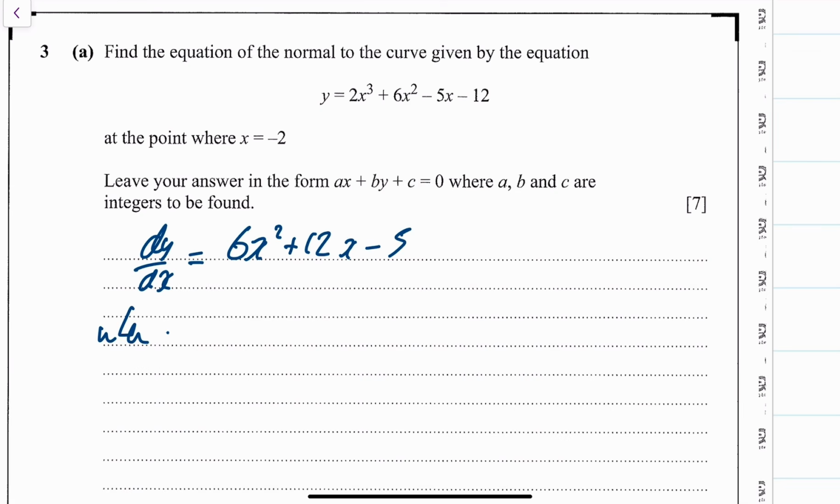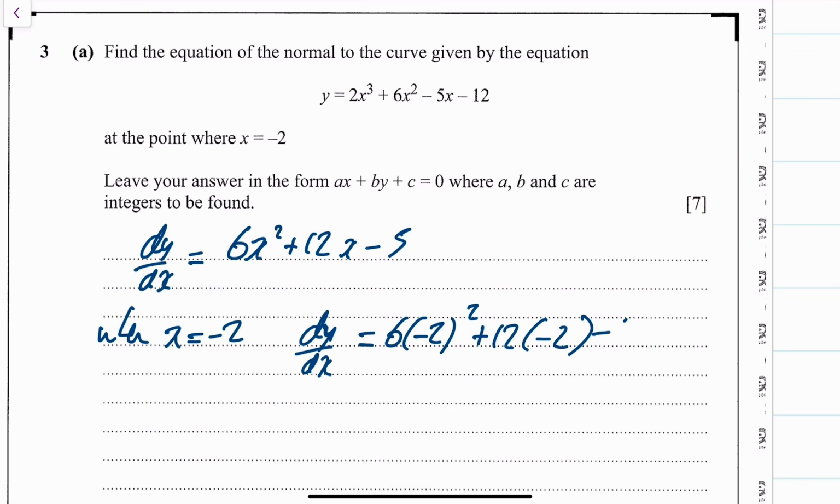And just say when x equals minus 2, your dy by dx is going to be 6 times minus 2 squared plus 12 times minus 2 minus 5. Put that into your calculator, what's that going to be? 24 minus 24 minus 5, just minus 5. There we are.